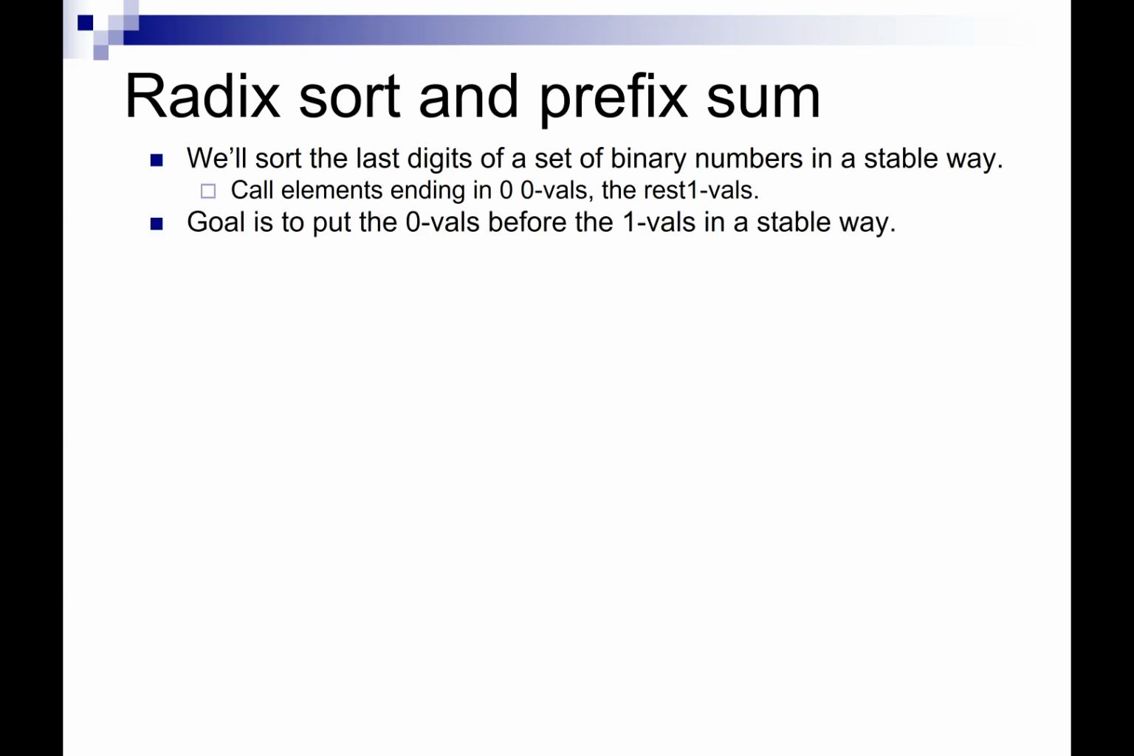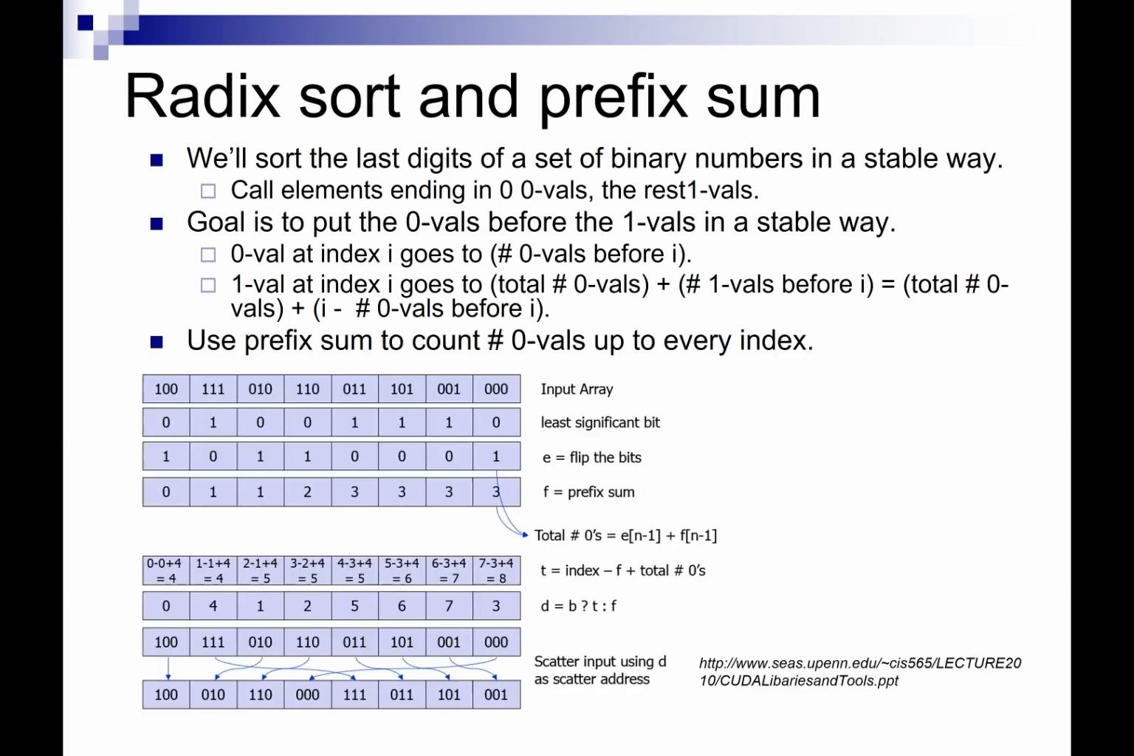Okay, so then if we're sorting on this digit, then since the only possible values for this digit are 0 or 1, all we need to do is put all of the 0 values before all of the 1 values. And we have to do this in a stable way. Okay, so I'll show you an example of how this works.